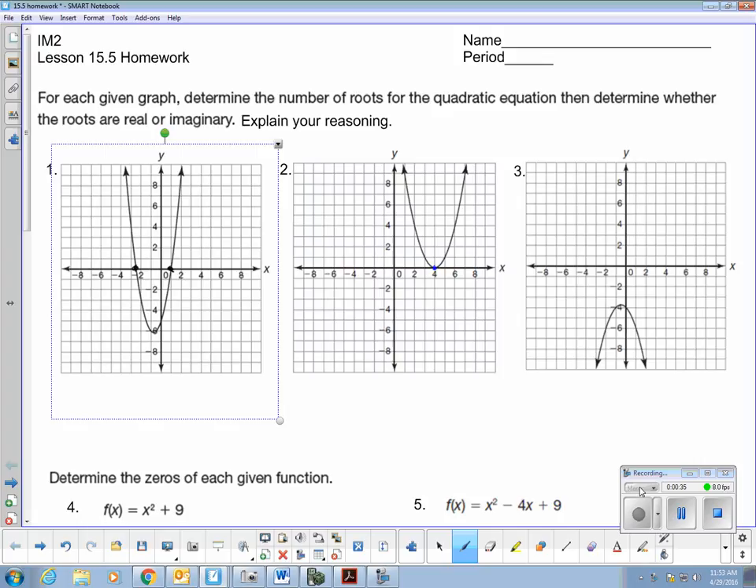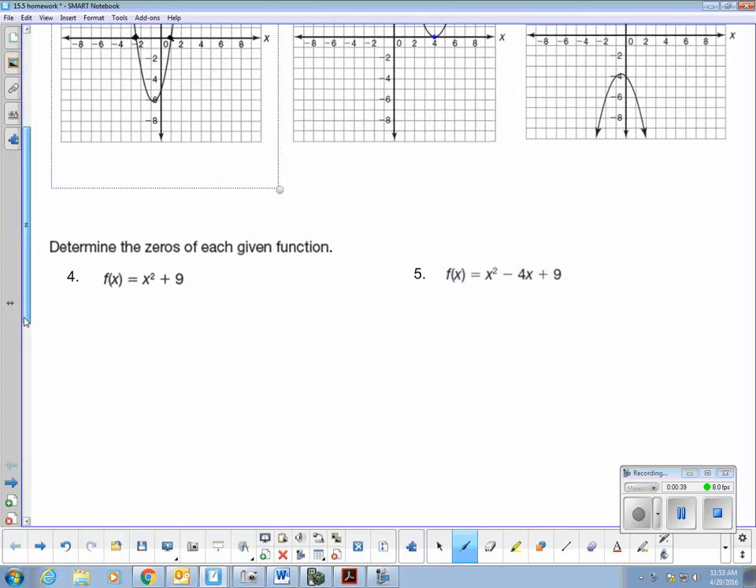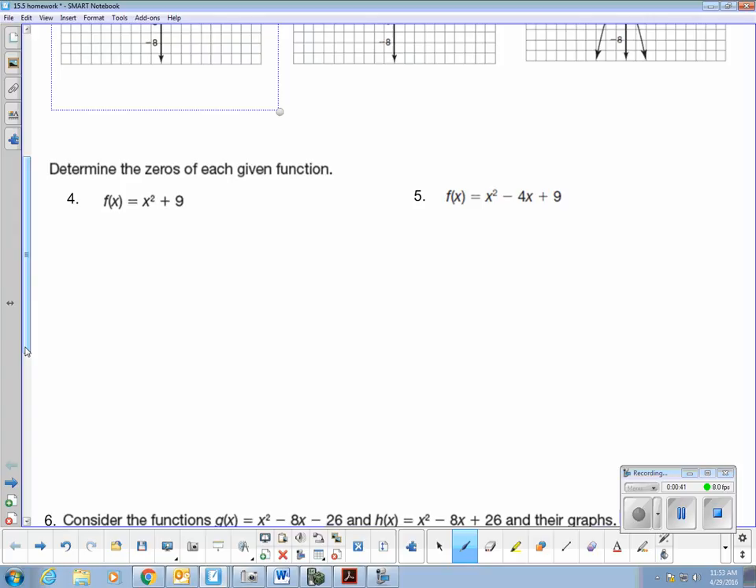We have 2 imaginary roots. So in number 5, to determine the zeros, I'm going to use the quadratic formula.